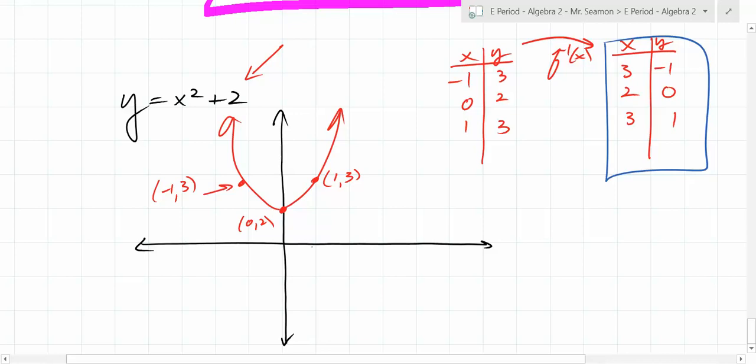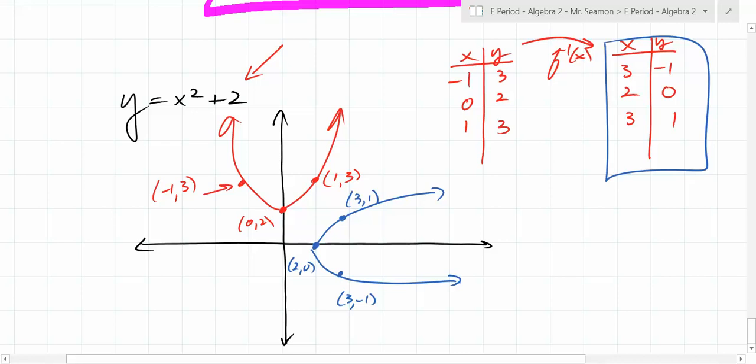Where is 2, 0? 2, 0 is right there. There's 3, 1, and there's 3, negative 1. If I were to connect these, what does it look like? Which way is it pointing? To the right. Is that a function?